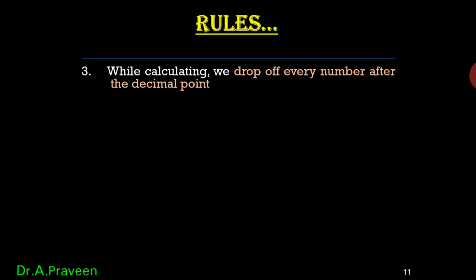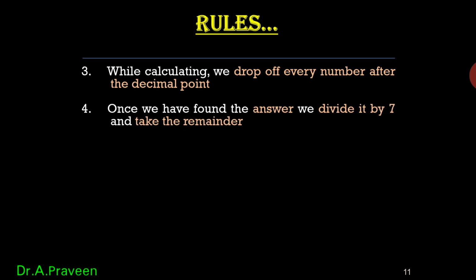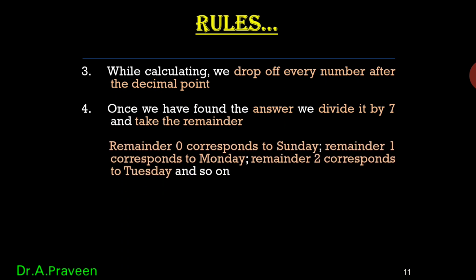While calculating, we drop off every number after the decimal point. Once we have found the answer, we divide it by 7 and take the remainder. Remainder 0 corresponds to Sunday, remainder 1 corresponds to Monday, remainder 2 corresponds to Tuesday, and so on. If the remainder is negative, then we have to add 7. You can understand these rules when we solve problems.